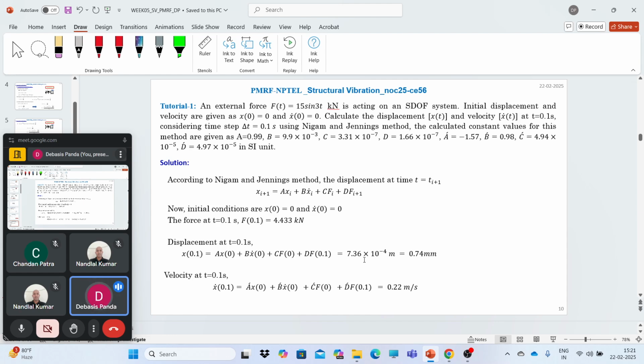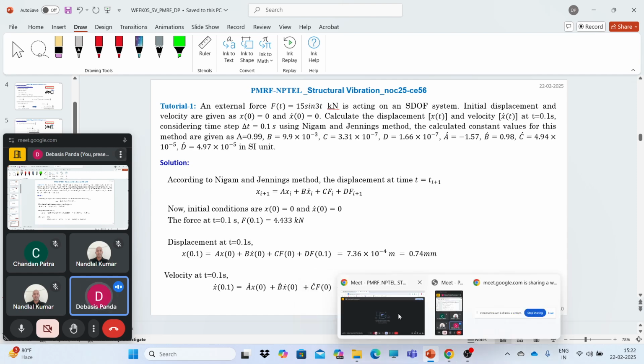But for the entire time range, say for example, I need the response for a total of 500 seconds, or for 10 minutes, like 600 seconds, how can we get it? Obviously we will use MATLAB to solve it. So how can we code Nigam and Jennings method using MATLAB? Let's quickly go there, and then we will come back and see other numerical techniques which are available.